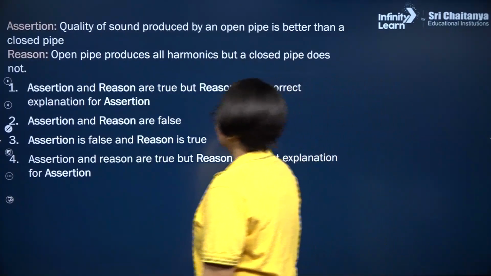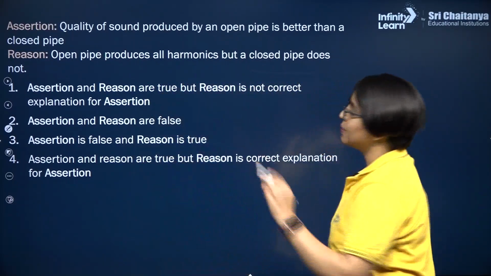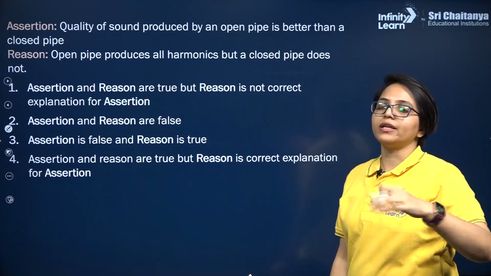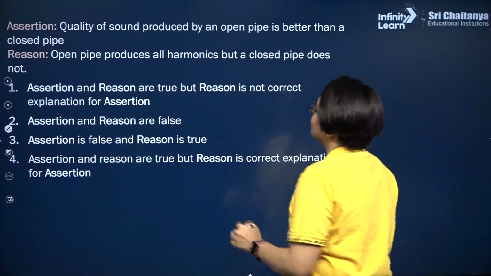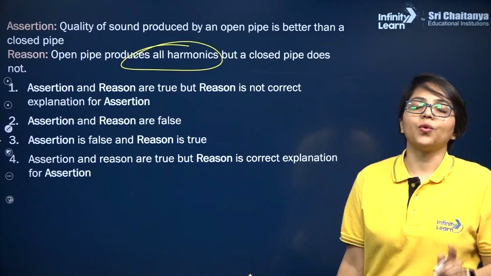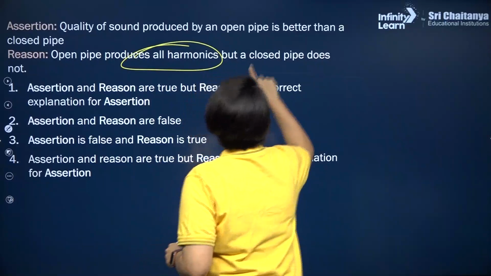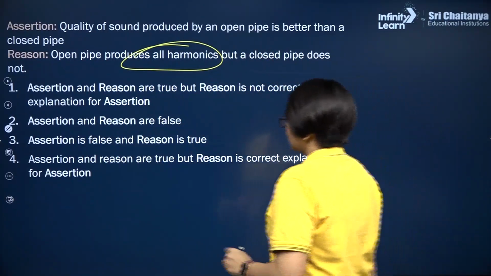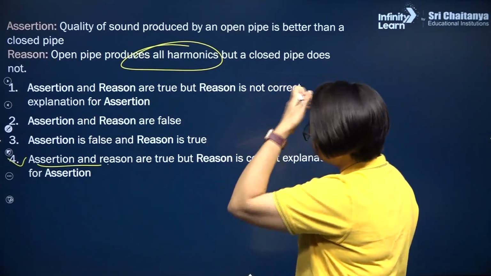Now next is quality of sound produced by an open organ pipe is better than closed pipe. Yes, open organ pipe's quality of sound is better than closed organ pipe. Why? Because open organ pipe produces all the harmonics, but closed organ pipe produces only odd harmonics, right? So both assertion and reasons are true, and reason is the correct explanation of assertion. So correct answer is 4.